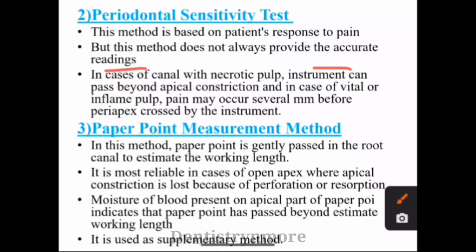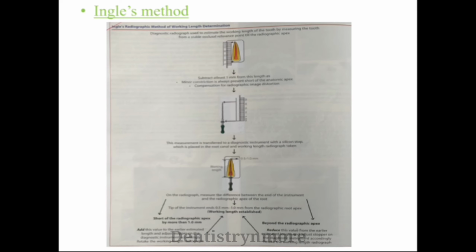And the last one is the paper point measurement method. In this case, a paper point is generally pressed into the root canal to estimate the working length. So it is a supplementary method. And now we are moving to Ingle's method. It is a radiographic method for working length determination.